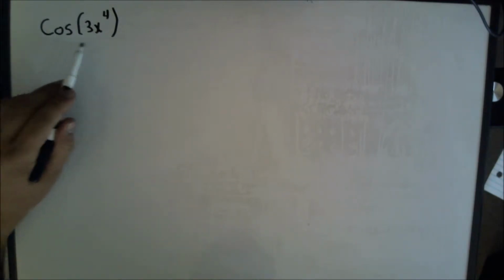Let's say I have the cosine of 3x to the fourth and I really wanted to take the derivative of that. Well, it can be kind of confusing because I have a function of cosine and I've got a function of x within the cosine, so how do I approach this? Where do I start? Well, my first step is to only worry about the cosine, and I'm going to ignore whatever's in the cosine. I say, what is the derivative of cosine?